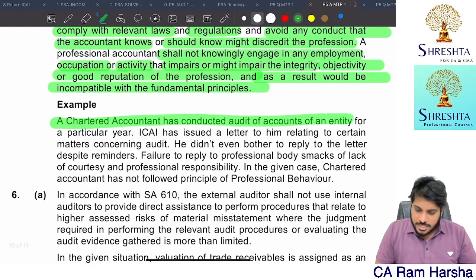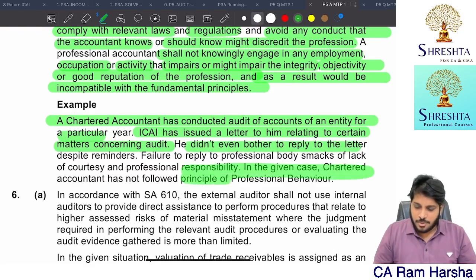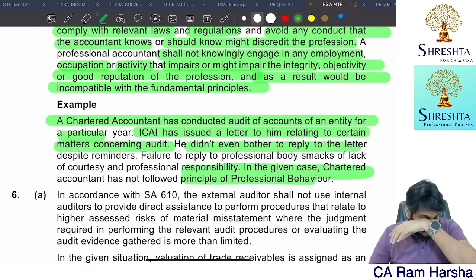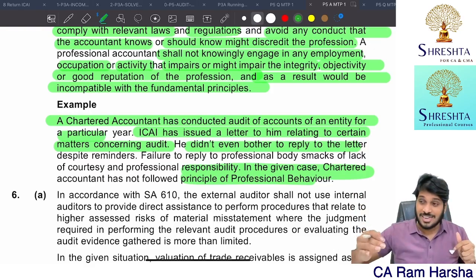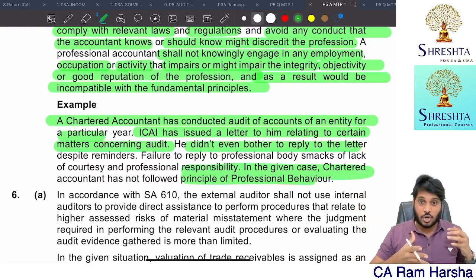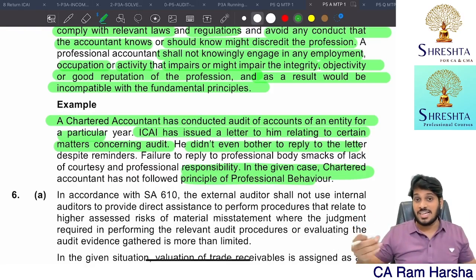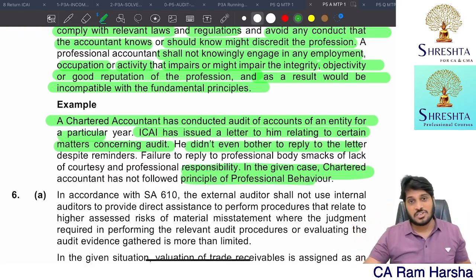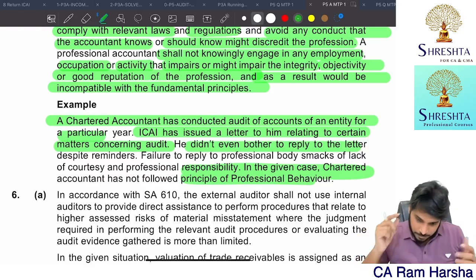A chartered accountant has conducted an audit. ICAI has issued a letter to him relating to certain matters relating to the audit. He didn't even bother to reply. He has not followed professional behavior. Or a chartered accountant retired from a company and another auditor was appointed. The new auditor has sent a request before accepting the appointment to this auditor, and this auditor failed to reply to him on time. He ignored the mail. This is not professional behavior. Next.